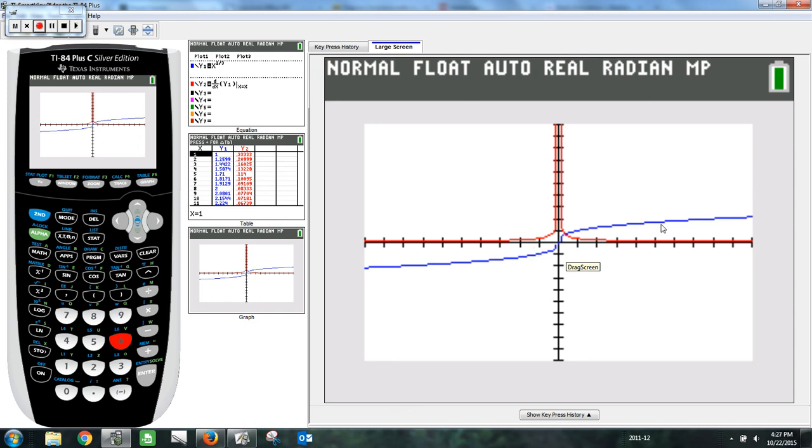Then notice that as we go this way, it's concave down, which means we're increasing at a decreasing rate. So we're slowing down, and the slopes, the rate of change, are slowing down to 0. So we have a horizontal asymptote on both sides of y equal to 0.